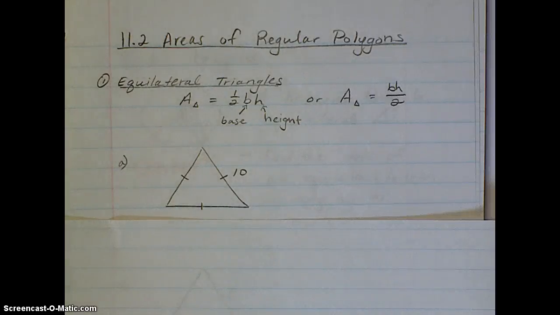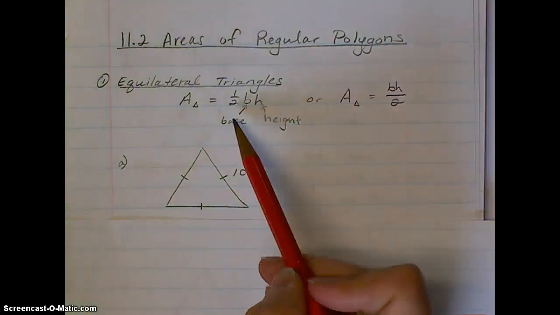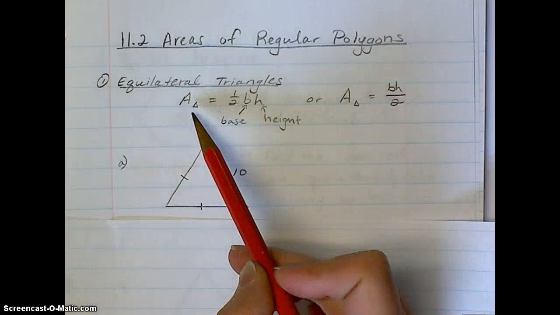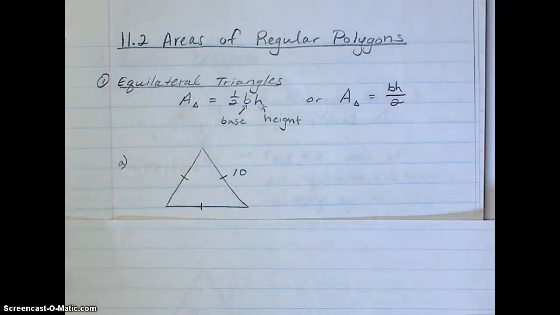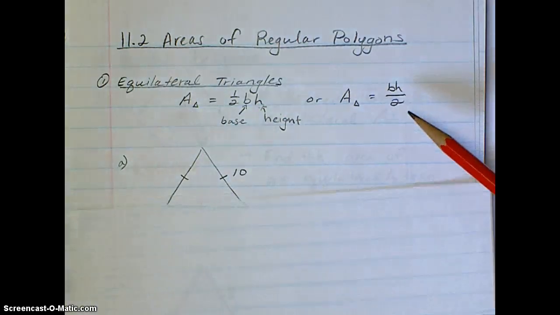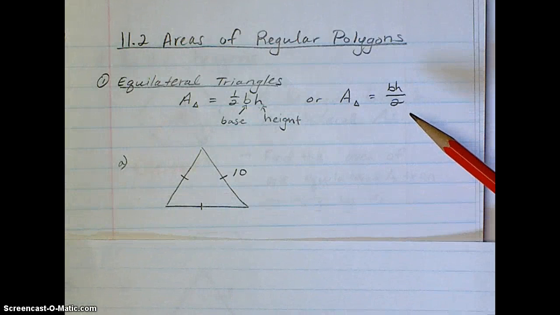Hey guys, this video is from section 11.2, which is about areas of regular polygons. We're going to just start off by finding the area of equilateral triangles. So remember the formula for area of a triangle, 1/2 base times height. Or if you prefer, you could also do base times height divided by 2, means the same thing.